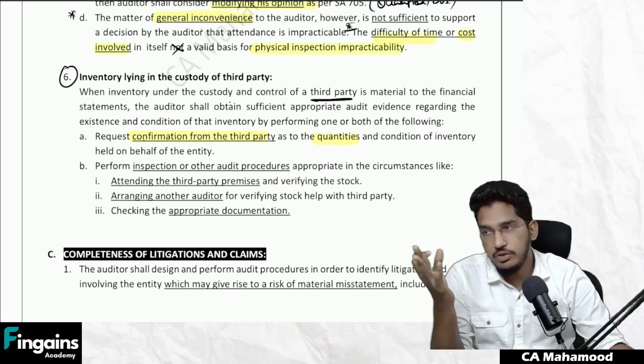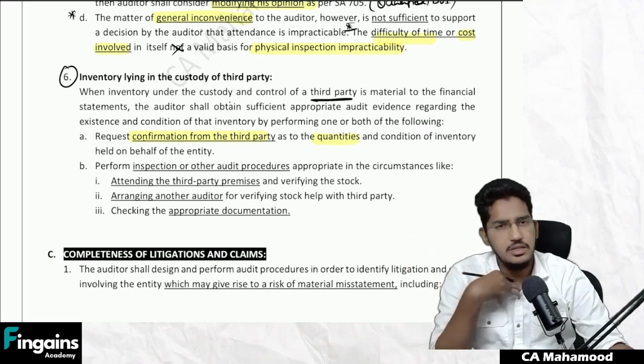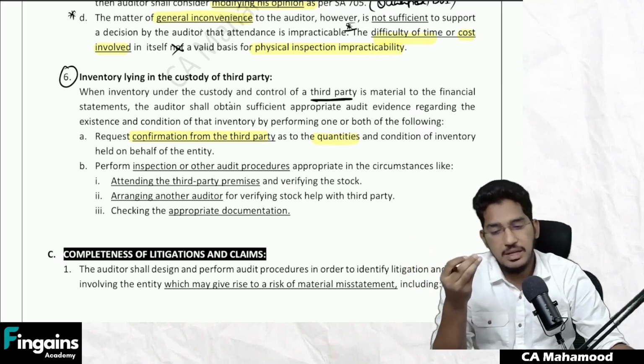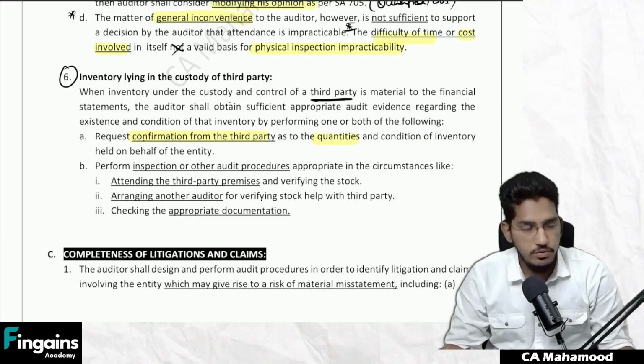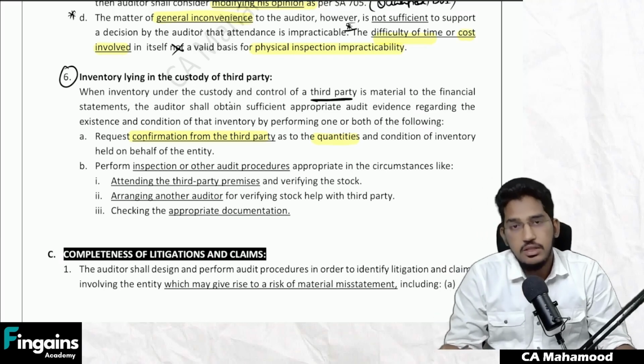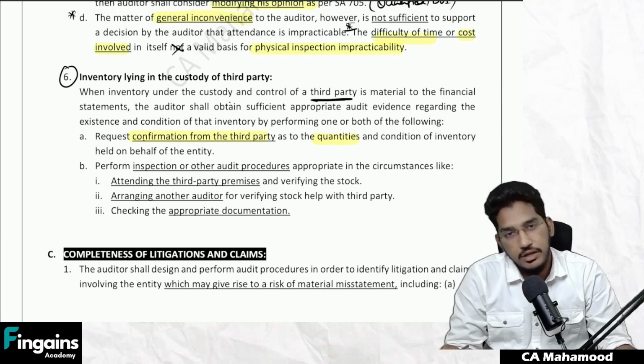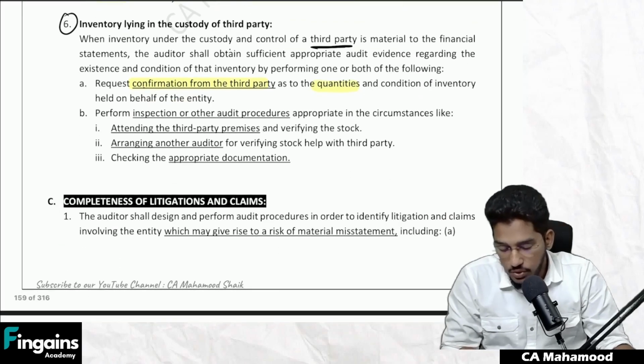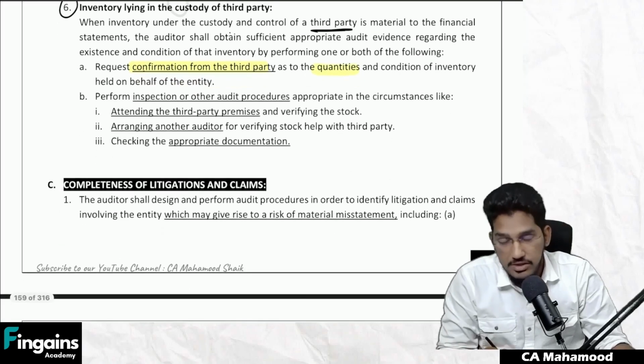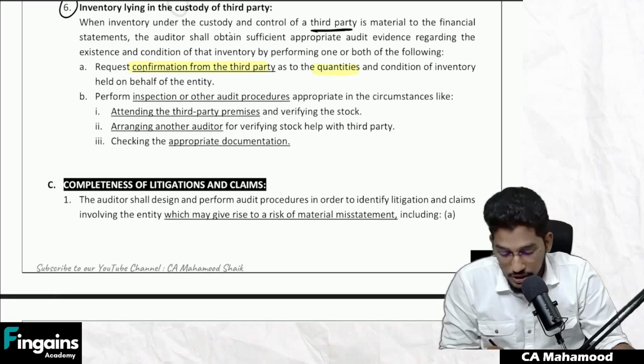If the third party with whom the stock is held is an independent party, not related to the client, and you get external confirmation, that will be enough. But in some cases, getting external confirmation alone will not be enough. When, sir? When the third party is a related party of your client. Then obtaining confirmation alone will not be enough. You need to perform extra procedures also. What extra procedures do you need to perform?